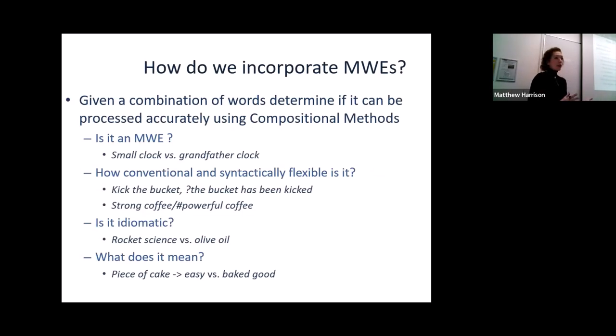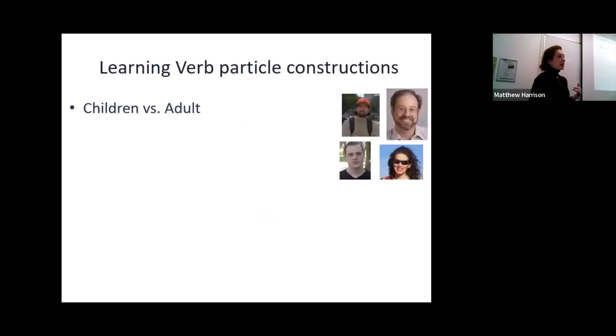So multi-word expressions provide several challenges for us. Given a sequence of words, first of all, you have to understand if there is a multi-word expression somewhere in that sentence or not. And if there is, then you need to try to determine how conventional or how syntactically flexible it is, so that if you are generating, you are not generating something that sounds unnatural to a native speaker. And then you have to determine how idiomatic it is, so if you're doing machine translation, you are translating the right concept. Finally, if you want to do any kind of inference, you really have to understand the meaning of the expression. So how do we do that as humans?